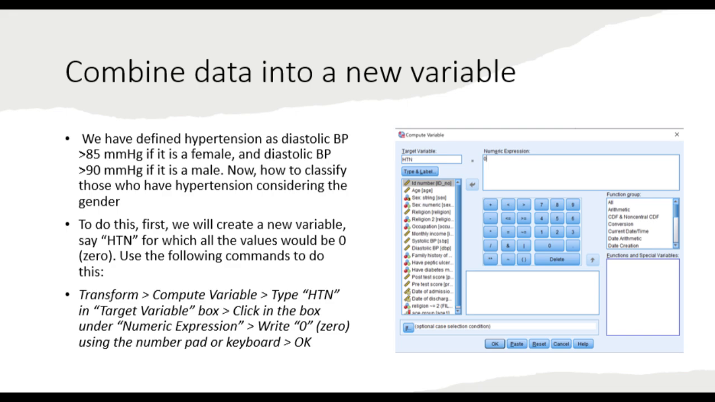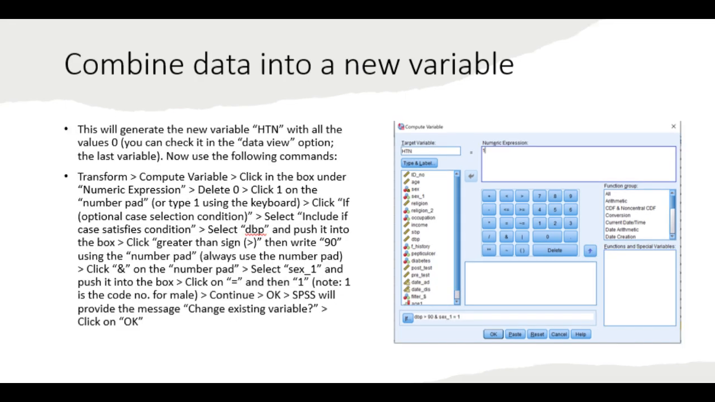Use the following commands to do this. Transform, next Compute Variable. Next, type HTN in the Target Variable box. Next, click in the box under Numeric Expression. Next, write 0 using the number pad or keyboard. Next, OK. This will generate the new variable HTN with all the values 0. You can check it in the Data View option, the last variable.